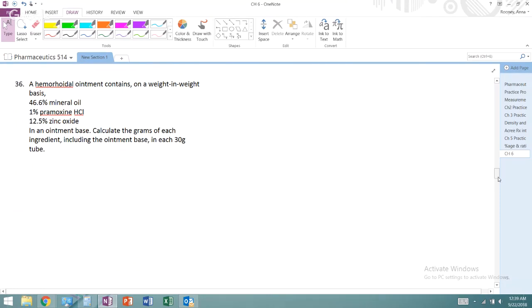A hemorrhoidal ointment contains, on a weight basis, 46.6% mineral oil, pramoxine 1%, and 12.5% zinc oxide in an ointment base. Calculate the grams of each ingredient, including the ointment base, in each 30-gram tube. So we have to find the ointment base percent because we don't know that yet.